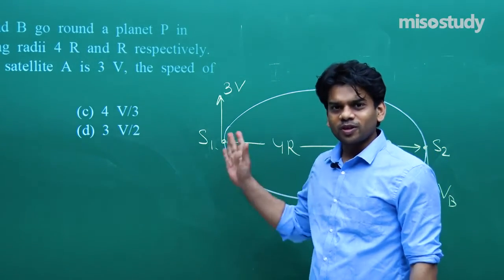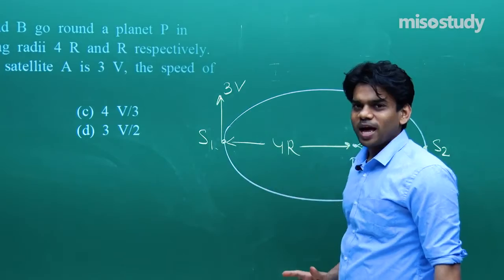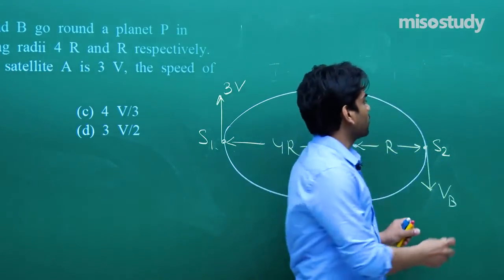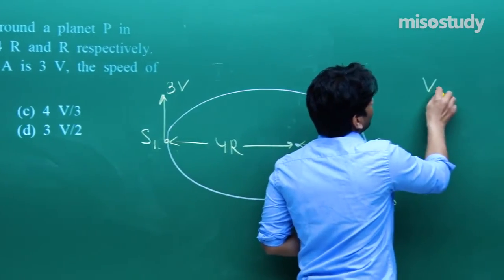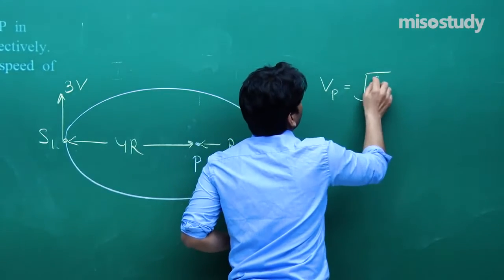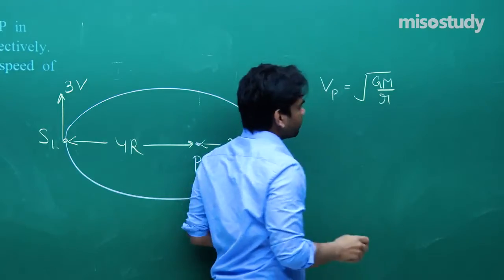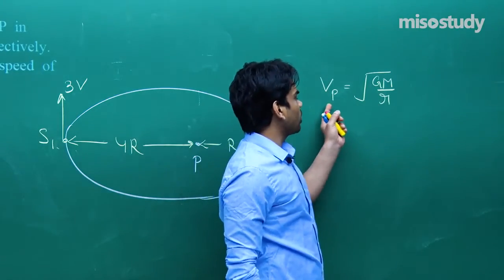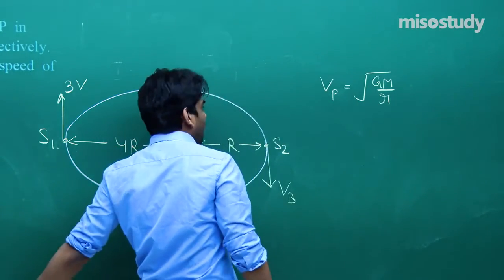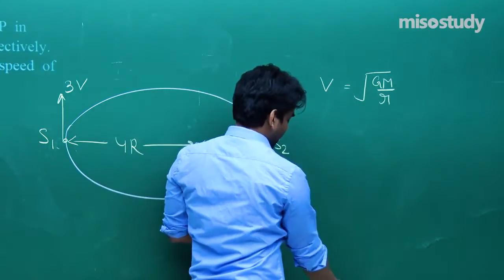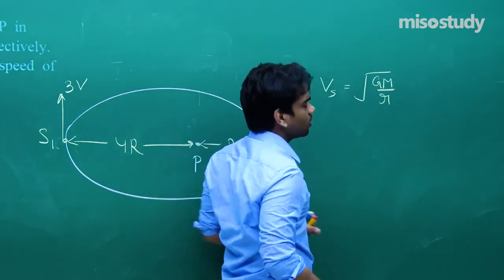If you remember the velocity of a satellite around a planet, that is given in this way: velocity is equal to under root GM by small r, where M is the mass of the planet, and this is the velocity of satellite. Don't confuse it with velocity of planet. This is actually the velocity of the satellite revolving all around the planet.